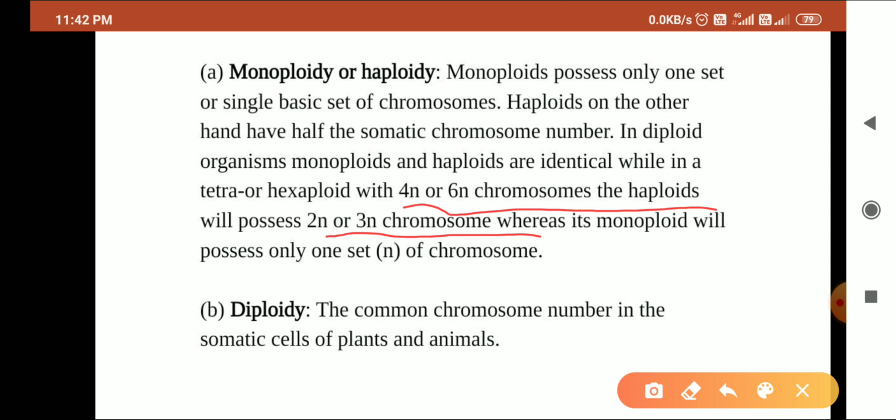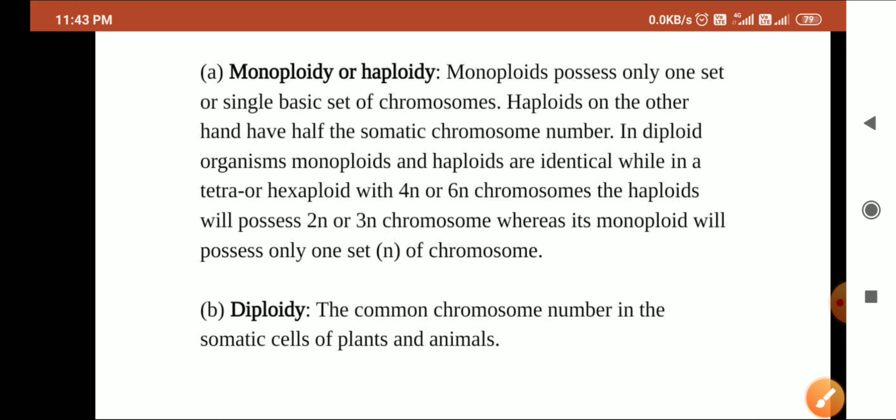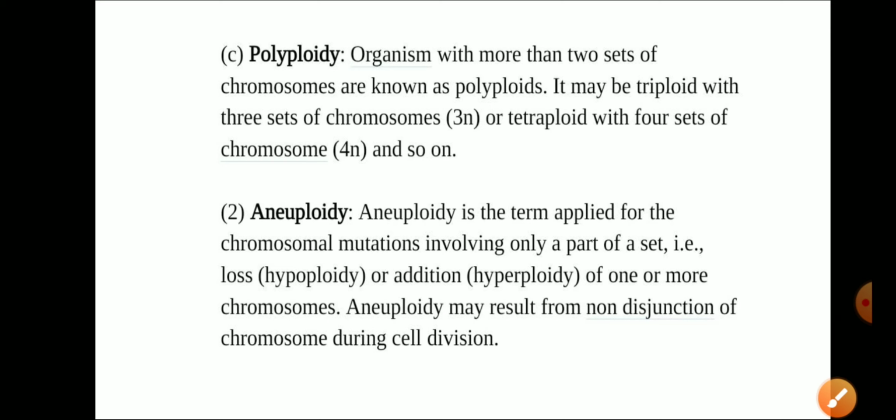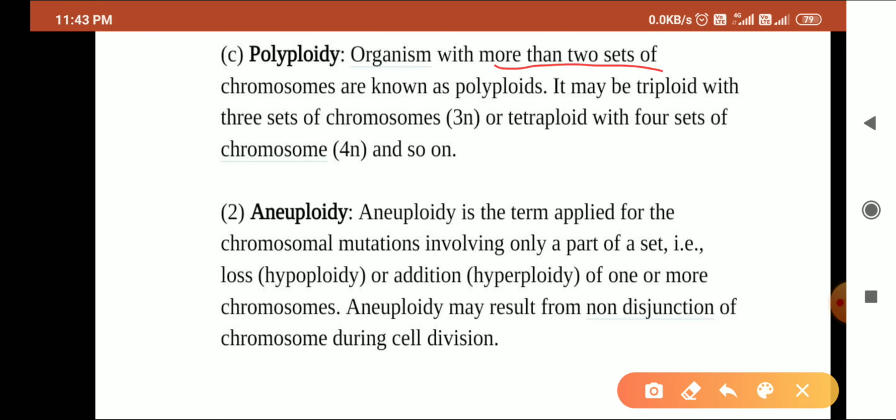Now diploid. The diploid is the common chromosome number in somatic cells of plants and animals. Next we have polyploidy. When the organism has more than two sets of chromosomes, that is said to be polyploid. It may be triploid or tetraploid. Triploid is represented by 3n, and tetraploid by 4n.